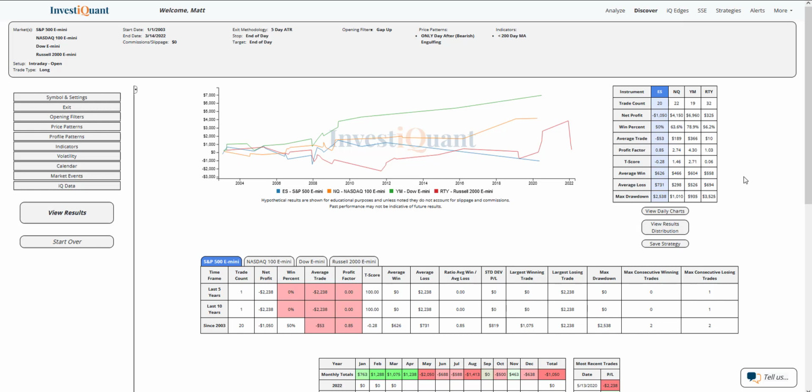And then the win rates are more favored towards the upside. The S&P is the only one that's neutral. The others are favoring historically the upside.